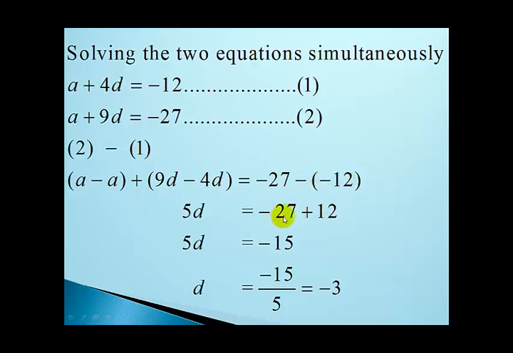Now minus 27 plus 12 is equal to minus 15. And so we have 5d on the left hand side is equal to minus 15 on the right hand side. Because we are solving for the common difference, we divide both sides by 5. So dividing 5d by 5, we are left with d. And dividing minus 15 by 5, the answer is minus 3, because 5 goes into 15 3 times, but because of the minus, we have minus 3. This means that the common difference is equal to minus 3.